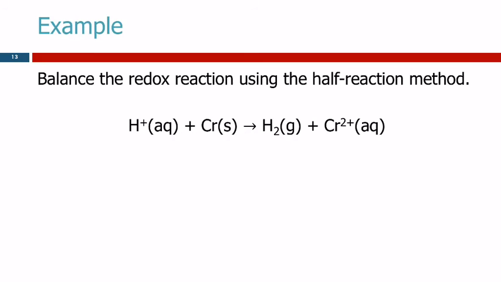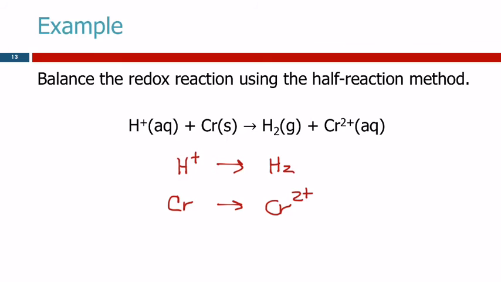Let's do another example. Balance this redox reaction using the half reaction method. So I've got 2 things. I've got hydrogen and I've got chromium. So I'm going to write 2 half reactions, 1 for the hydrogen and 1 for the chromium. So I've got H plus and I've got Cr. They're both reacting to make something else. So the H plus is making H2. And the Cr is going to Cr2 plus.